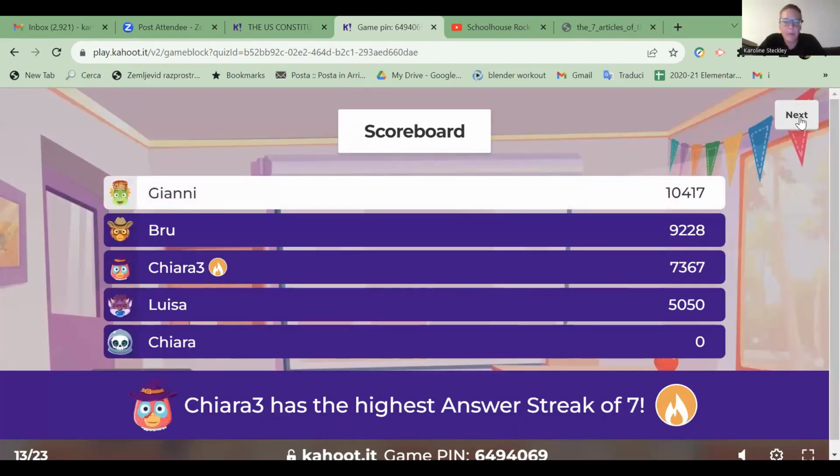Johnny, did you memorize the Constitution before you came here? No, no. Maybe you did. But now that Chiara's on fire, she has a streak of 7. Maybe, Chiara, did you memorize the Constitution before you came here today? No, I didn't. You look like you did. My goodness. Here we go.